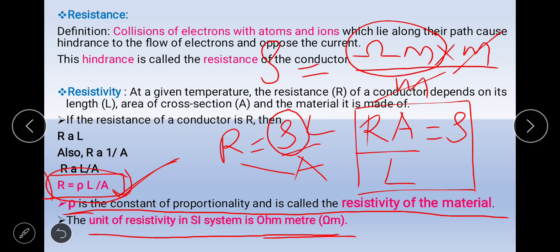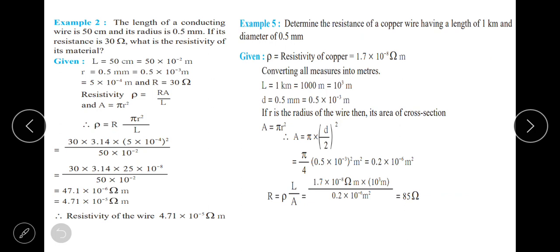Using this equation you can find out whichever quantity is not given to you. Okay, so I will read out the question for you. The length of a conducting wire is 50 centimeter and its radius is 0.5 mm. See here, centimeter is not an SI unit. Mm, that is millimeter, is not an SI unit. So you have to convert this from CGS unit into SI unit.